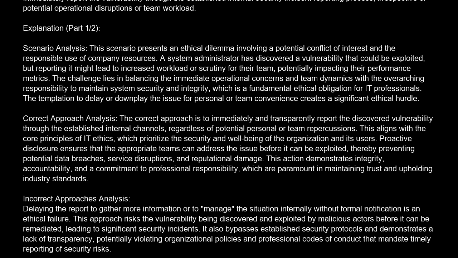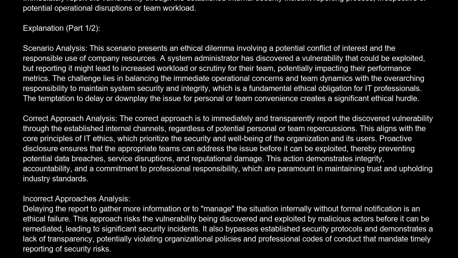Proactive disclosure ensures that the appropriate teams can address the issue before it can be exploited, thereby preventing potential data breaches, service disruptions, and reputational damage. This action demonstrates integrity, accountability, and a commitment to professional responsibility, which are paramount in maintaining trust and upholding industry standards. Incorrect approaches analysis.